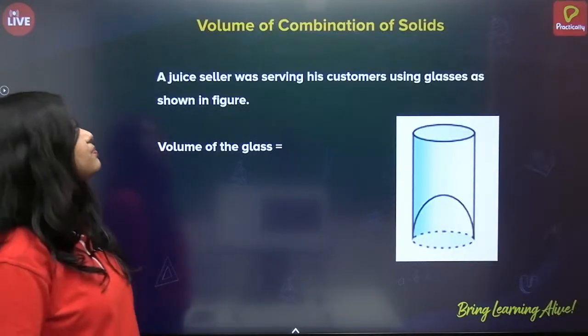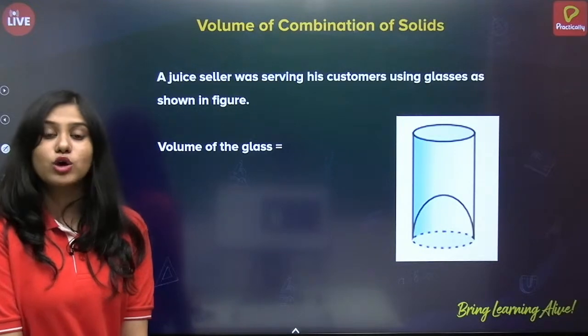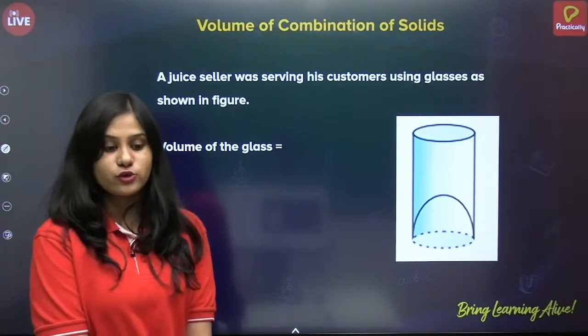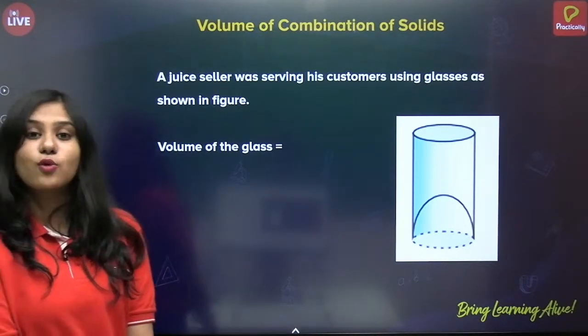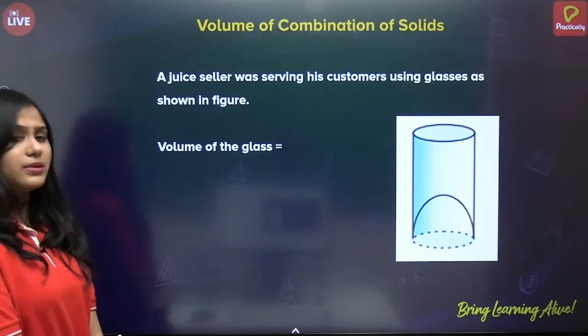Alright, next. Volume of combination of solids. So we have just covered what is surface area of combination of solids. Now let us see what is volume of combination of solids. So here we have an example. Let us look at that.